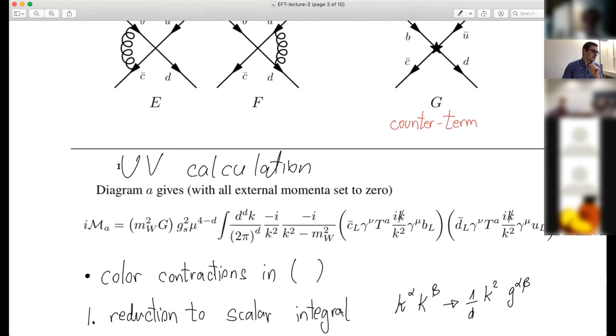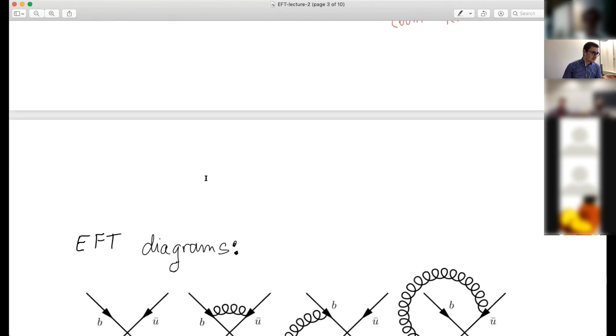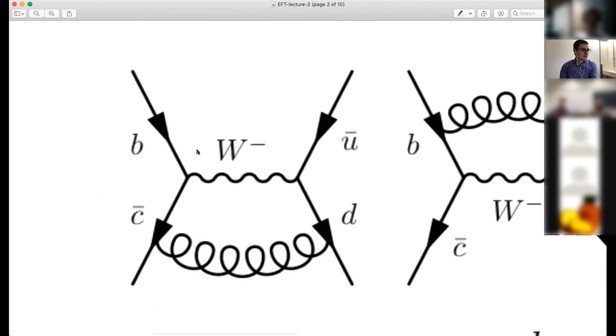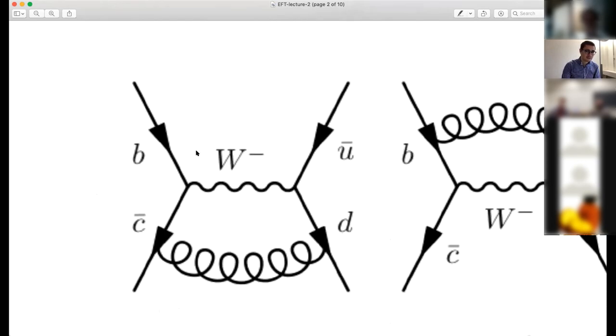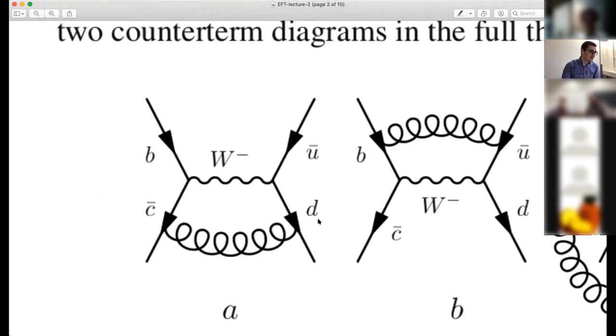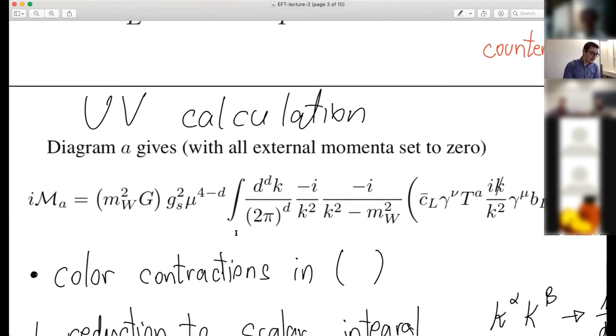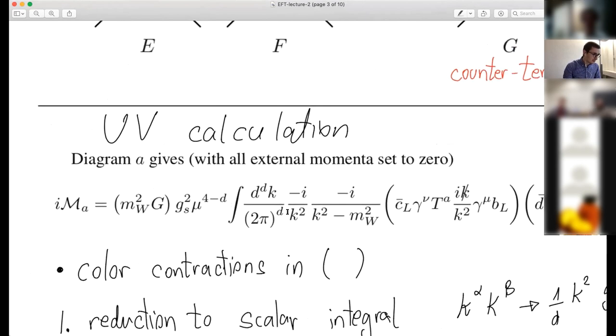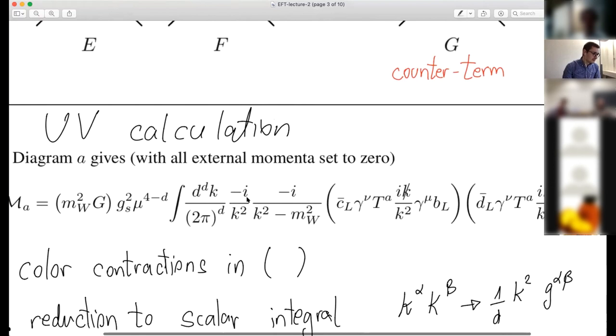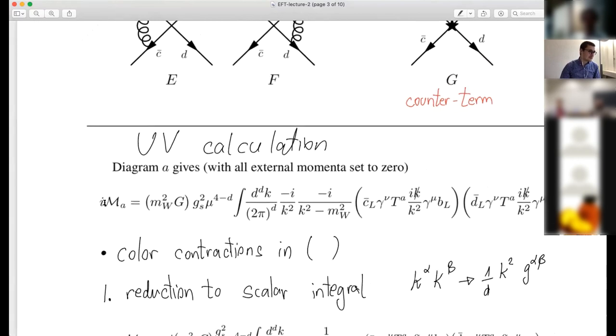Okay, so let's just do the calculation. Let's take diagram A from the UV diagrams. So it was this diagram here. Perhaps I can enlarge it. Do you see it enlarged? Yes. Okay, so it's this diagram. There is a W, there is a gluon, and then there are four propagators in the loop. So you use, let's say, dimensional regularization, dimreg, to regulate the divergence. And you put in the different pieces, the Feynman rules. So there are four different propagators: the gluon, the W, and then one fermion and the other fermion. And that is the loop, that's the diagram.